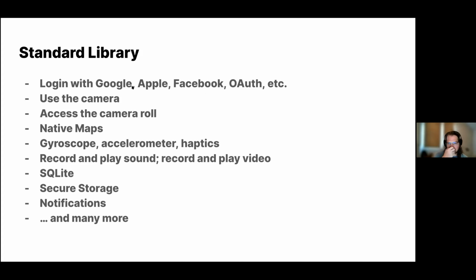Logging in with Google. Almost every app these days lets you log in with an Apple, a Google, a Facebook, some kind of OAuth, maybe using GitHub if it's a developer tool. Native maps is a really common thing that people want in mobile apps. Access to the other things like the gyroscope, the accelerometer, all the other sensors on a phone. And also all kinds of multimedia stuff, recording and playing sound, video, et cetera. And also low-level stuff that's just part of building an app. Like we give you access to a SQLite database if you want that. You can use secure storage, et cetera.